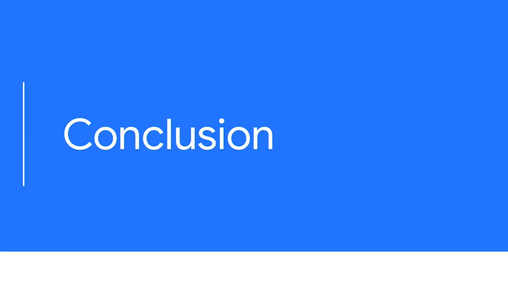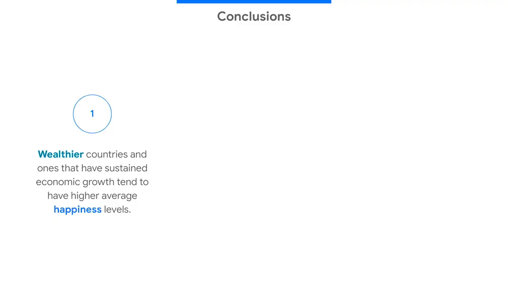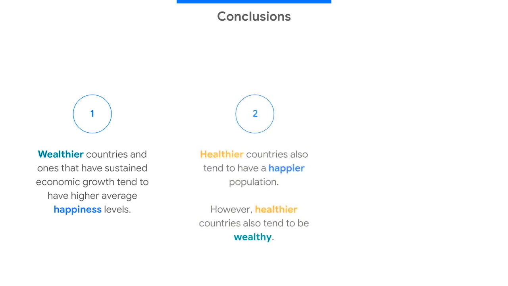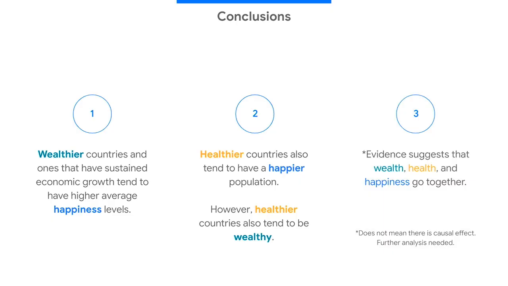So again, you're directing your audience through just presenting the text that you want them to look at. Your first conclusion from your overall presentation: wealthier countries and ones that have sustained economic growth tend to have a higher average happiness level. Your second conclusion: healthier countries also tend to have a happier population. However, healthier countries also tend to be wealthy. And finally, this is where you take it home. So our evidence suggests that wealth, health, and happiness all go together.